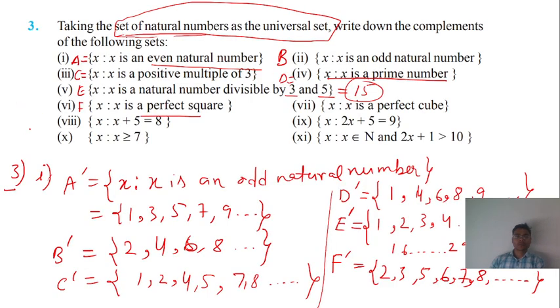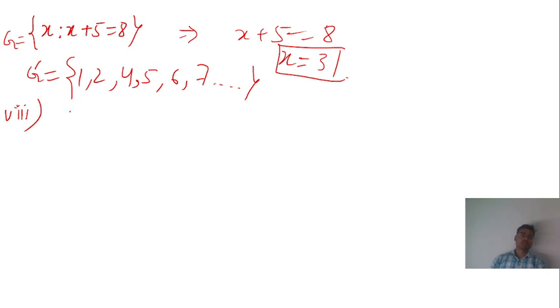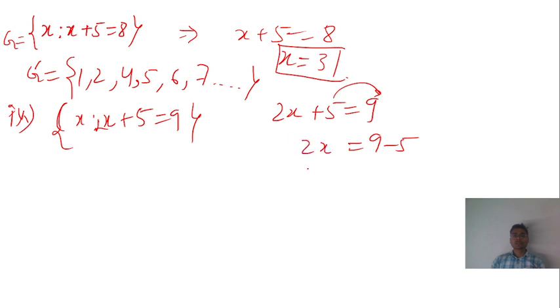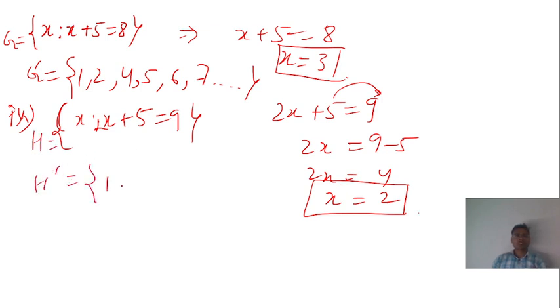G complement. Coming to question number 9, x such that 2x plus 5 is equal to 9. Part number 9 is saying x such that 2x plus 5 is equal to 9. Okay, now we will solve this problem. That is 2x plus 5 is equal to 9. Sending 5 to that side, 9 minus 5 is equal to 2x, then 2x is equal to 4, then x is equal to 2. So this is the H set. So H complement is writing all the natural numbers other than 2, because 2 is in that set.